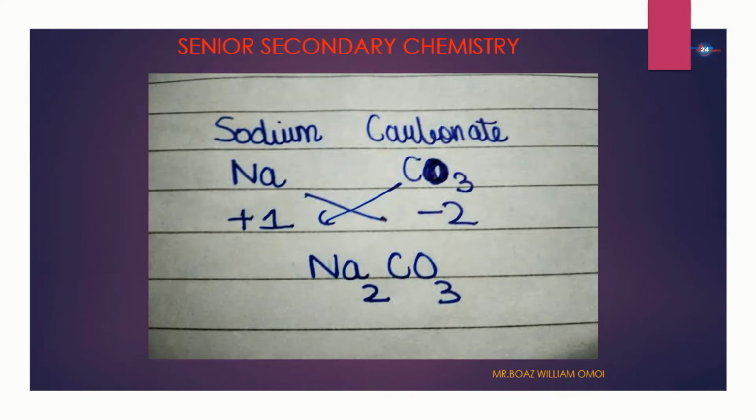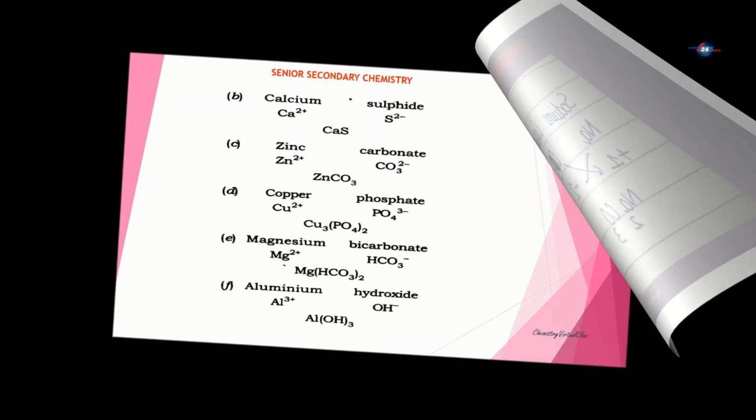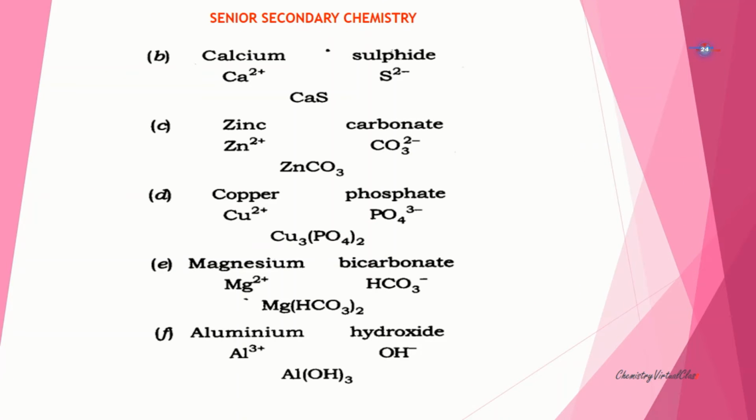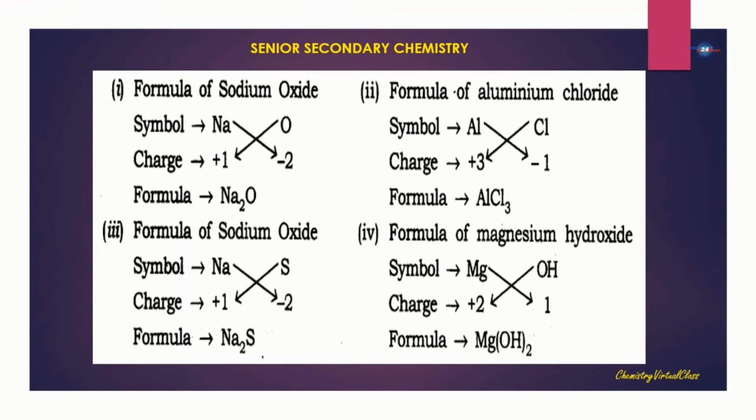Remember, when writing a chemical formula, you interchange the valencies, you swap the valencies. Very, very important. And that is the chemical formula for sodium carbonate. Now let us write the chemical formula for sodium oxide.